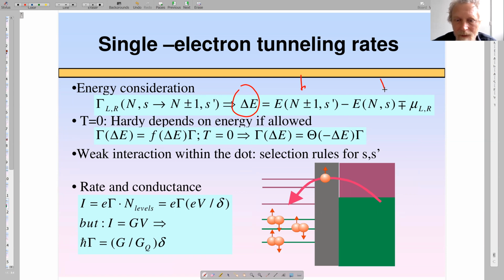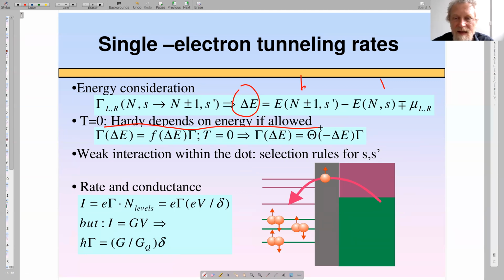Since everything rolls down and nothing rolls up, right? So it is just energy dissipation. Right, so at low temperature only the rates with negative energy change are allowed. And it is also good to know that, in distinction from big islands, the rates in quantum dots hardly depend on energy if the energy difference is negative, if they're allowed.